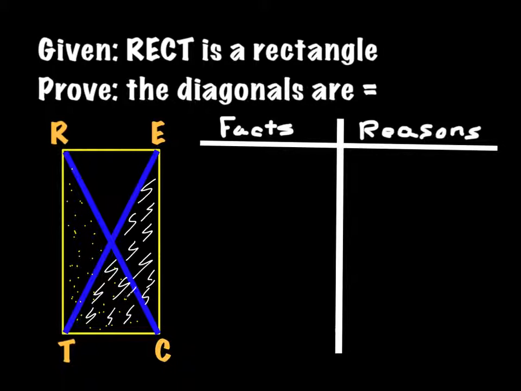So I have to prove that the triangle with the white lightning bolts in them is exactly the same as the triangle with the yellow freckles in them. And to do that, I'm going to use side, angle, side. It is a rectangle, so I know for a guaranteed fact that these two sides are the same. So RT is the same as EC because opposite sides of a rectangle are equal.